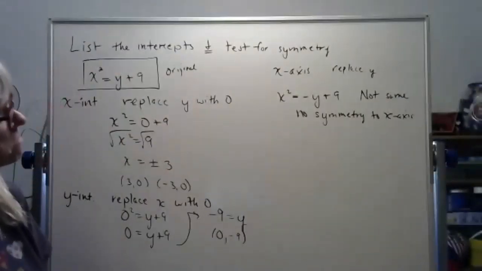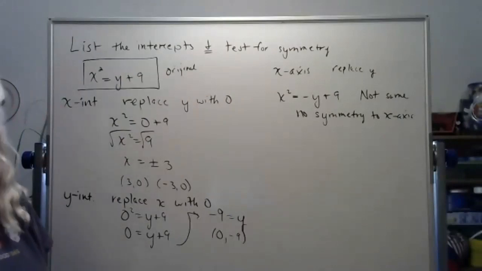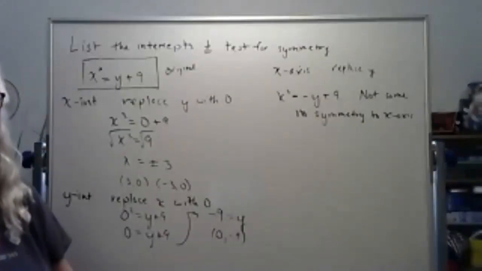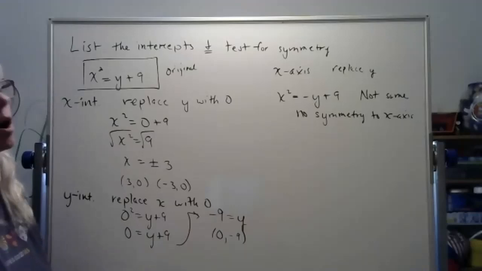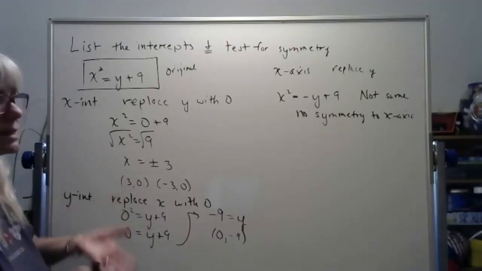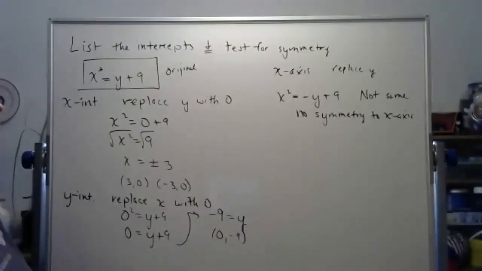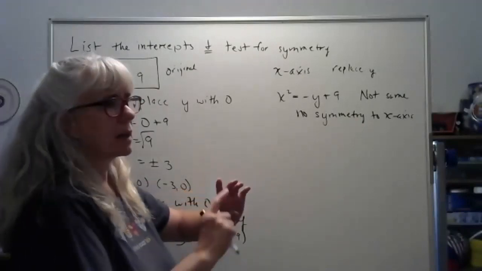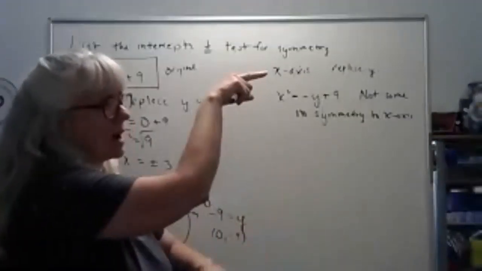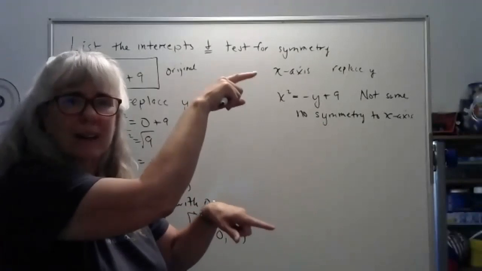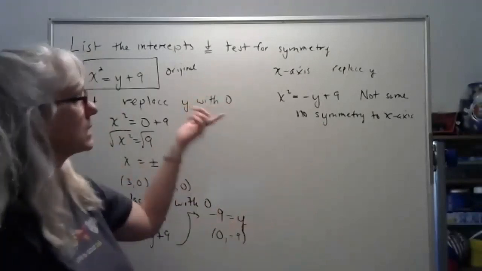Okay? Does everybody see what we're talking about here? I'm not changing any exponents. I'm not changing any of the numbers. All I'm doing is plugging in a negative y and seeing what happens to the equation. And again, what you're really doing is saying, can I plug in both a positive y and a negative y, and both points exist on that graph? And in this case, no.